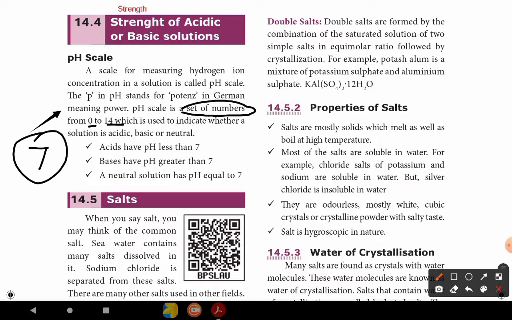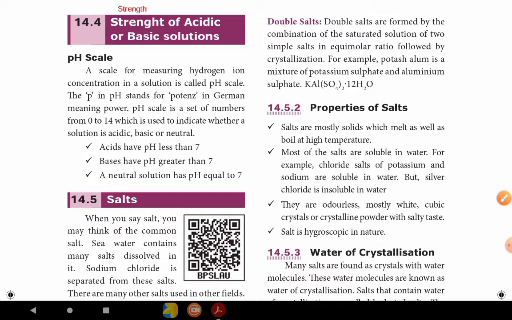Okay, so middle 7, that is neutral. That's what is given here. What is it given here? Acids have pH less than 7. Bases have pH greater than 7. A neutral solution has pH equal to 7. See?